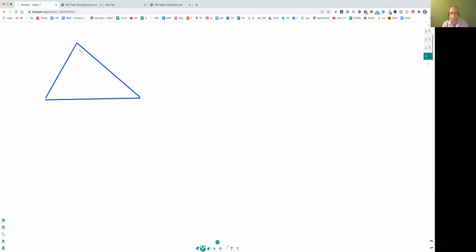The sum of the angles inside a triangle, right? This plus this plus this. You already know it's 180, but there's a formula for it. It's called (n minus 2) times 180, where n is the number of sides.